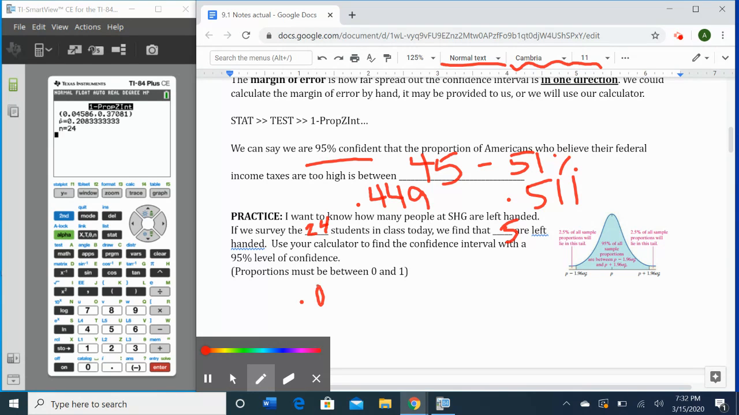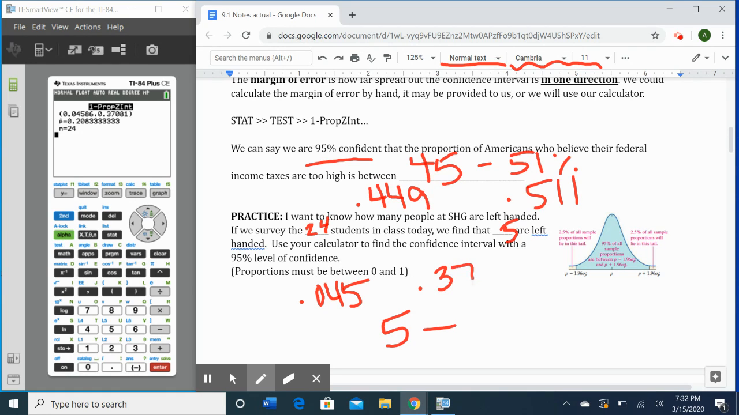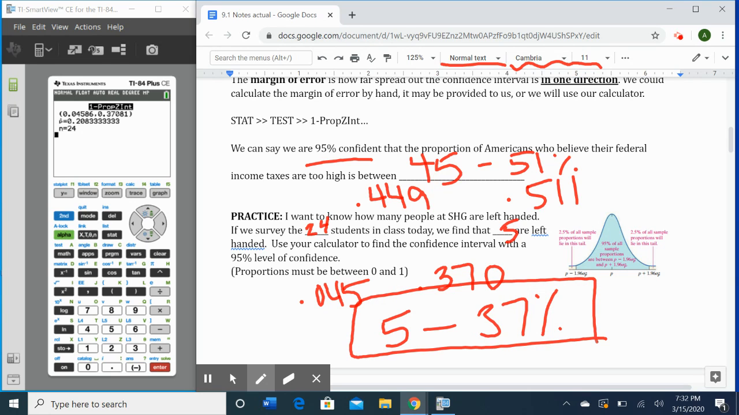So I've got 0.045, which I would round to 5%, and then 0.370, which is 37%. So I want to know the proportion of people at SHG that are left-handed. And so I say that I'm 95% confident that the proportion of students at SHG that are left-handed is between 5 and 37%.